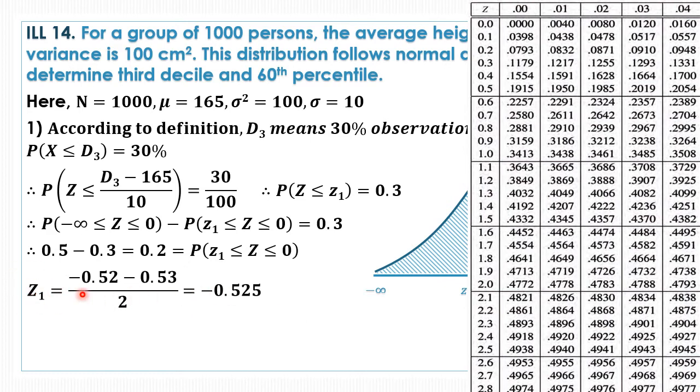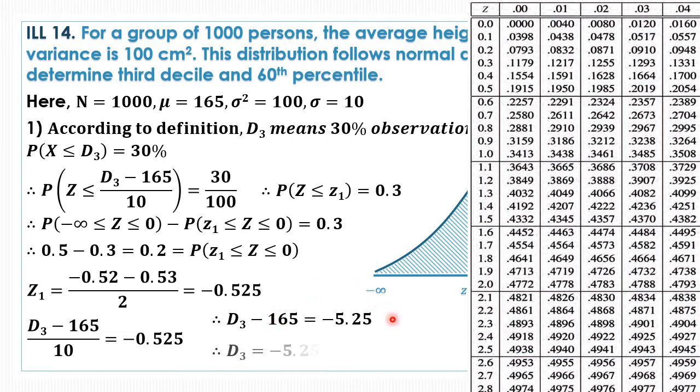But what is z1? z1 is D3 minus 165 upon 10. So we will put that there, which is negative 0.525. Multiply negative 0.525 with 10, you get D3 minus 165 is equal to negative 5.25. Then this negative 165 will change to the opposite side, that would be plus 165, and your answer of D3 will be 159.75. So your answer for D3 is 159.75 centimeters. So the third decile is 159.75 centimeters.